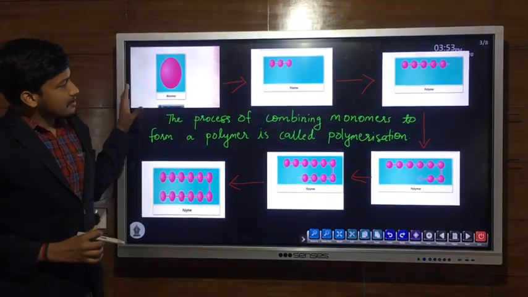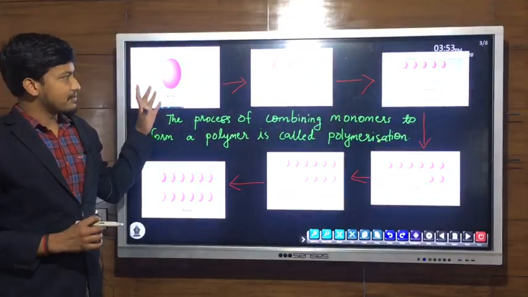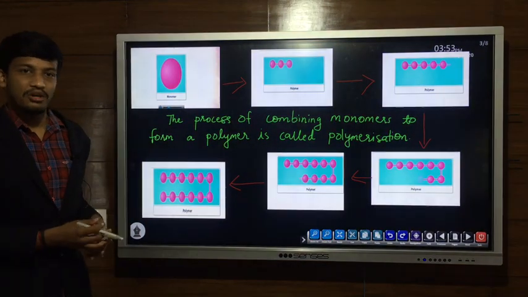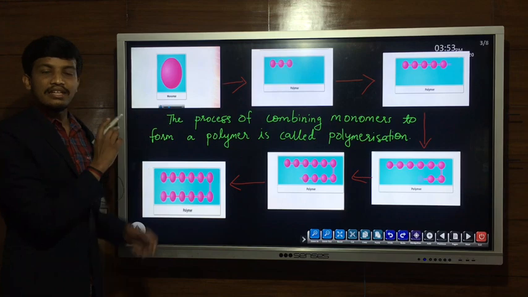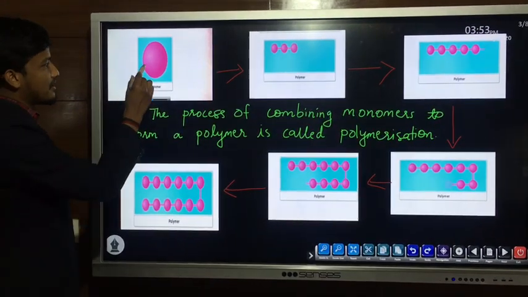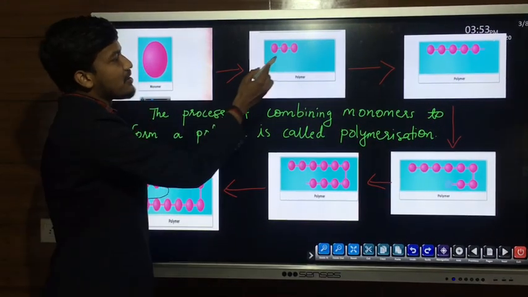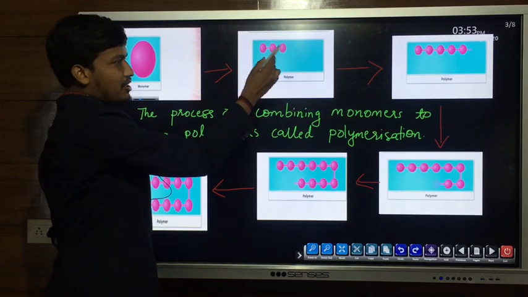Okay. Now this is the representation. Using this we can see the formation of polymer. In the first one we have a monomer. Monomer means single unit, one unit. So this is the monomer. Then now we have three monomers.